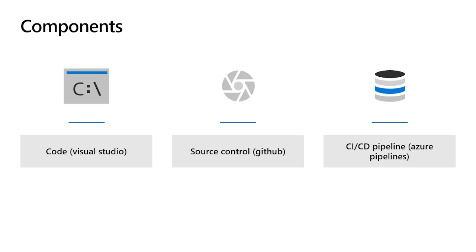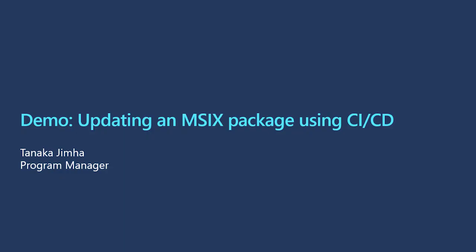You can use any tool for source control or version control that plugs into Azure Pipelines, because you would need that to be able to use the MSIX packaging extension. And to set up your CI/CD pipeline, you do need Azure Pipelines, as the MSIX extension will be available on the Visual Studio Marketplace, which you can grab and install in your Azure DevOps organization.